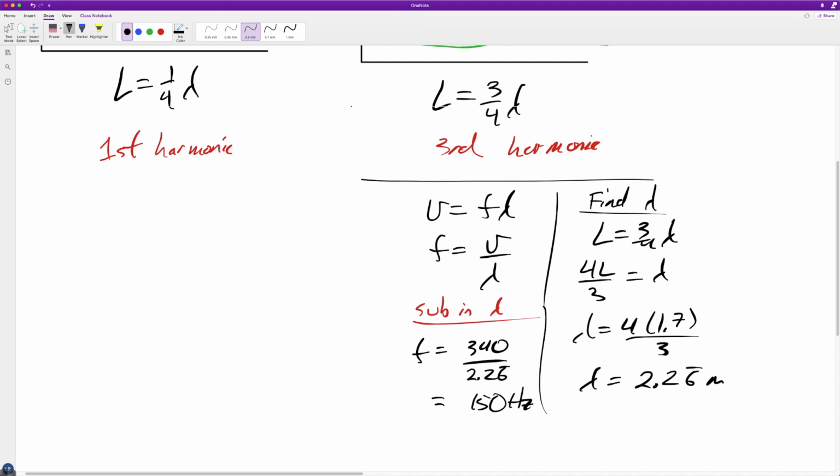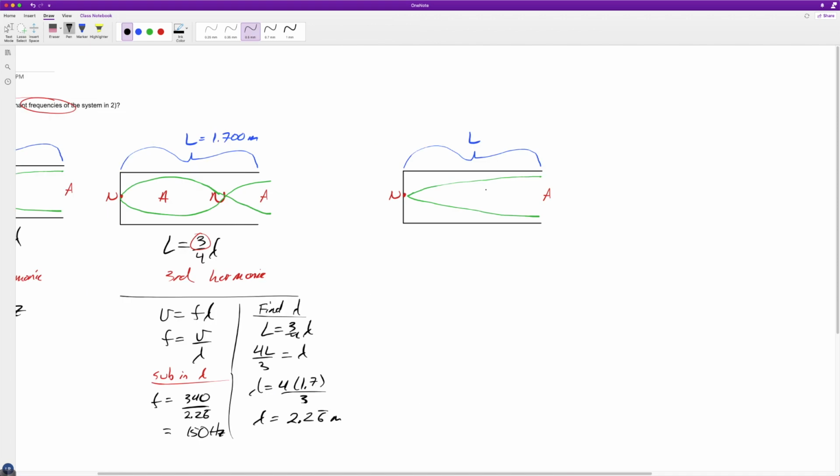Now, if you notice, the third harmonic is 3 times higher than the first harmonic. And this frequency was 50 hertz. So 3 times 50 is 150. And then we repeat. So again, let's take a look at the next mode.